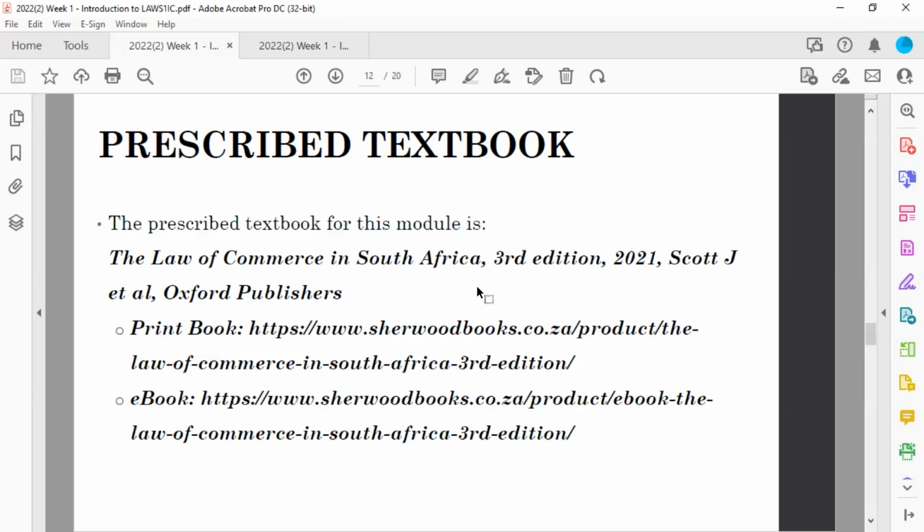Now this book is available from Sherwood Books, right? And Sherwood Books have always given our students a discount when it came to these law books at Westville. They've got 2 books available, the physical printed book and also the e-book, right? I don't know about you, but I prefer a physical book to an e-book. Okay, so that is the book, The Law of Commerce in South Africa. That is the prescribed textbook.